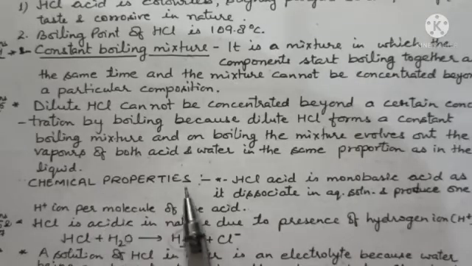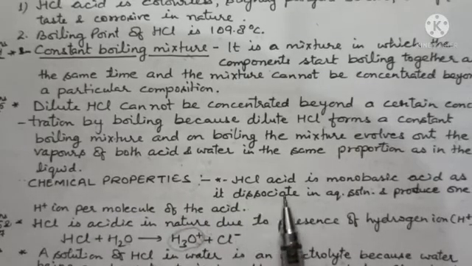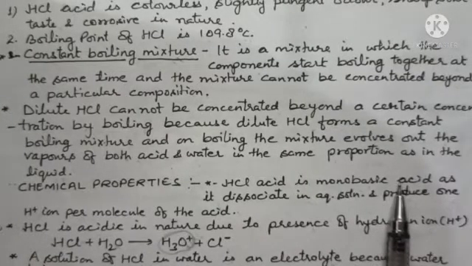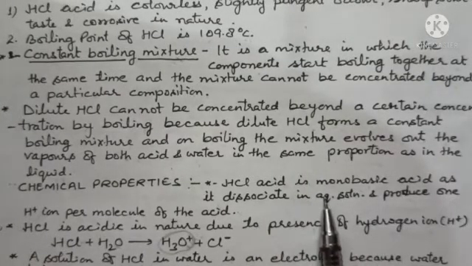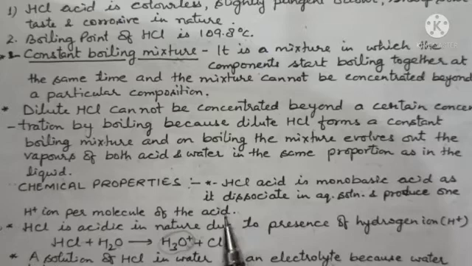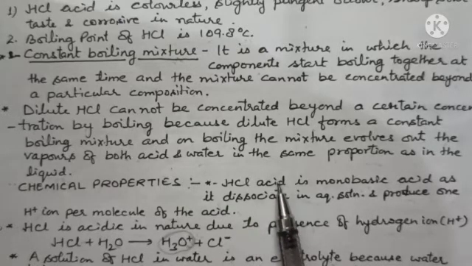Next is the chemical properties of hydrochloric acid. Hydrochloric acid is a monobasic acid. Why is it monobasic? As it dissociates in aqueous solution and produces one hydrogen ion per molecule of the acid. All of you know hydrochloric acid is a strong acid, as well as a monobasic acid, as well as a hydracid, and it is a mineral acid.